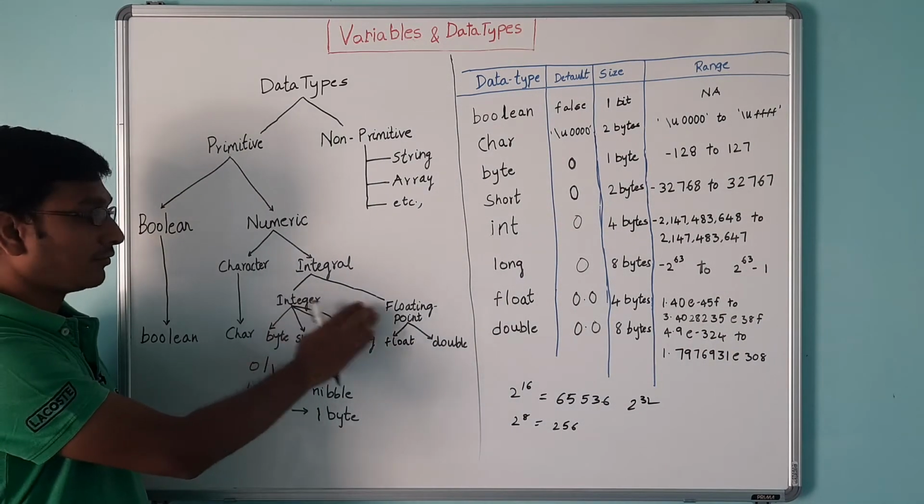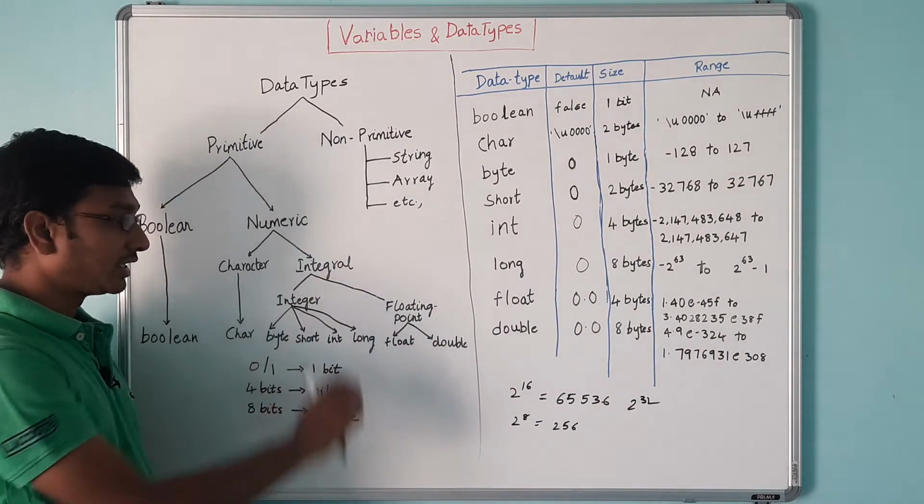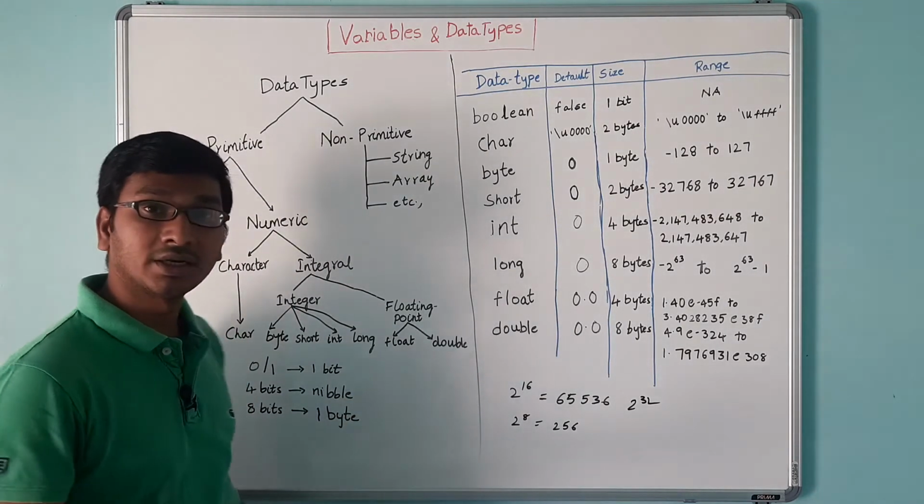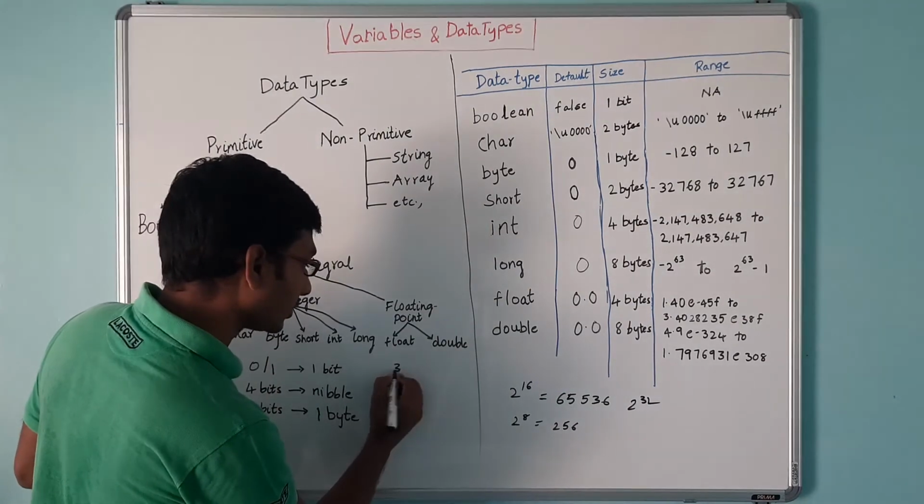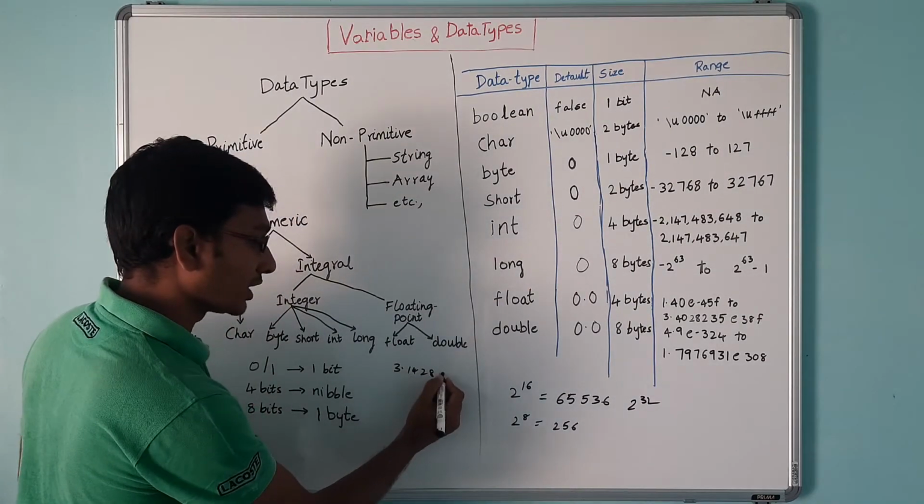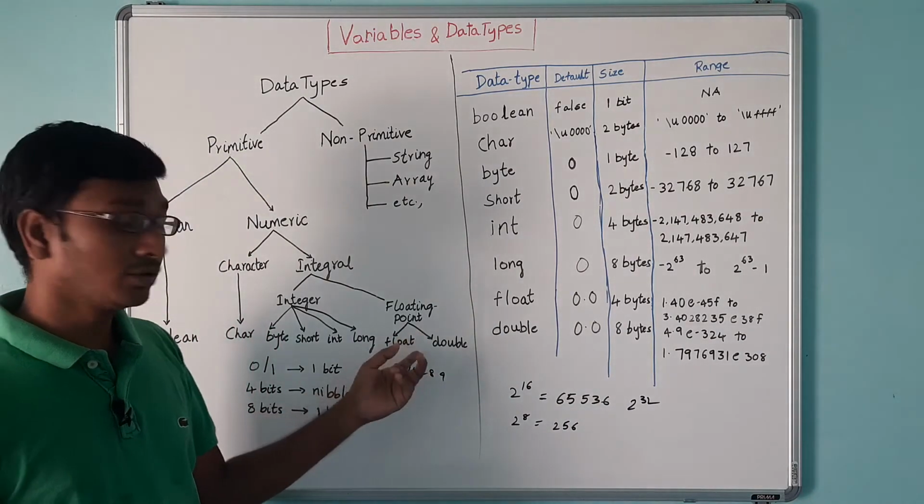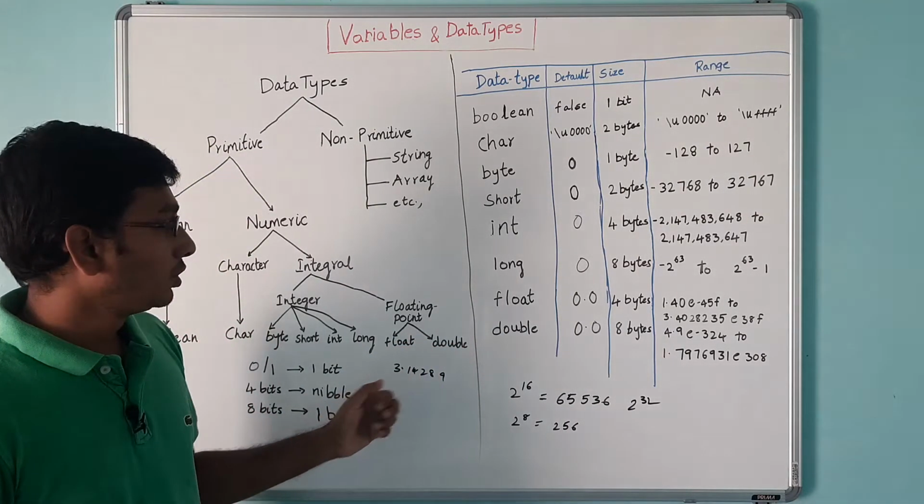And we have floating point data types under integral data types. Floating point are the fractional values which have decimal points. For example, we can have something like 3.4829. These are called fractional numbers. Under this we have float and double data types. You can see it here.